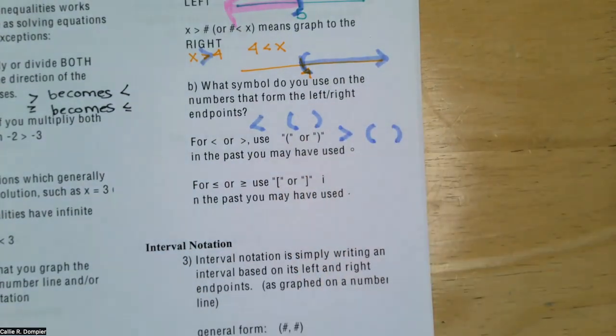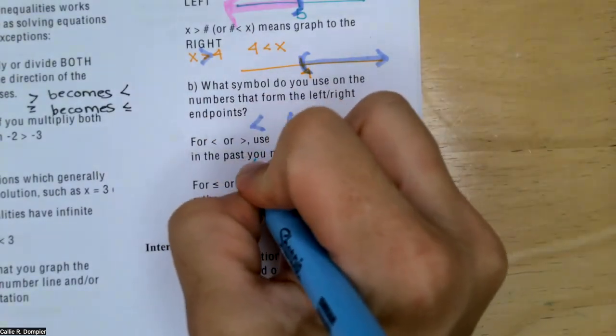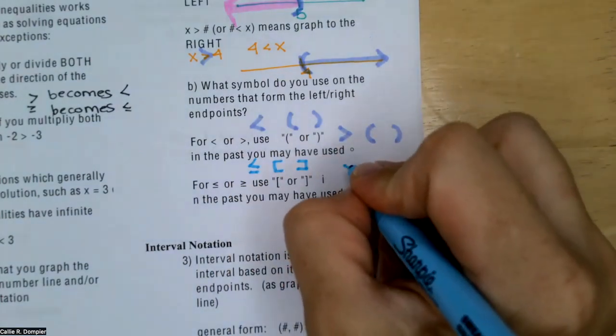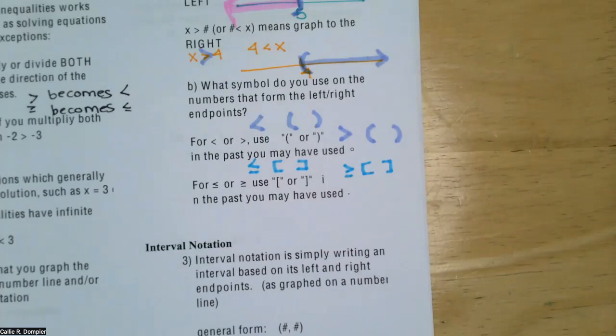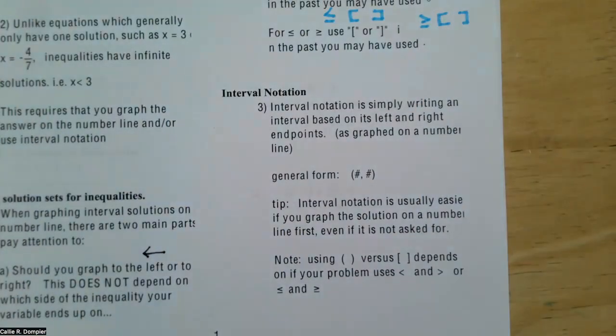Okay, what's the alternative to parentheses? That would be brackets. So if it's less than or equal to, use a bracket. If it's greater than or equal to, use a bracket, okay? We'll practice this. I know this is a whole lot of information at once.